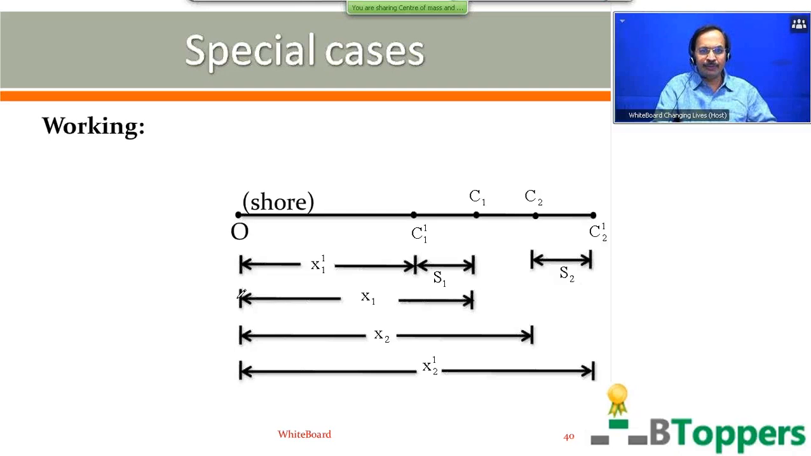X1 is the initial distance of the man from the fixed point 1 on the shore as origin. X1 dash is the new distance of the man from the origin or shore. X2 is the initial distance of the center of mass of the boat from the origin, and X2 dash is the new distance of the center of mass of the boat from the origin.